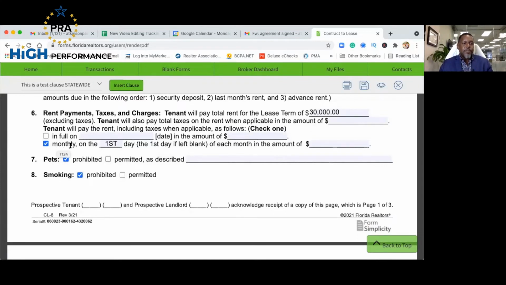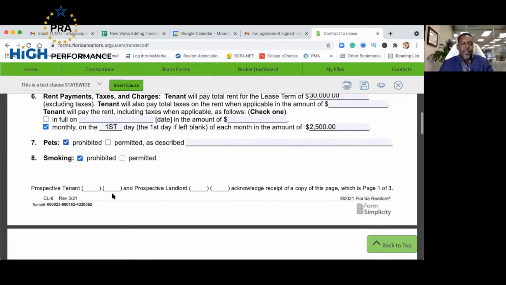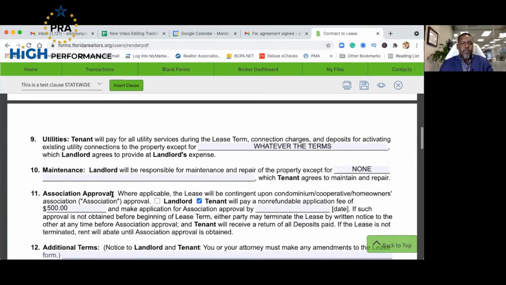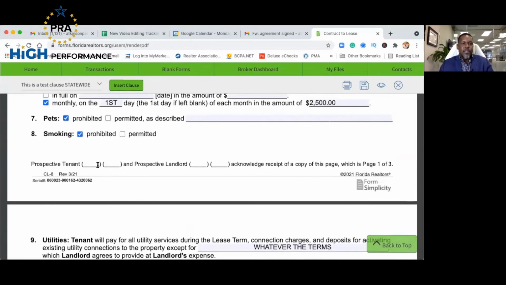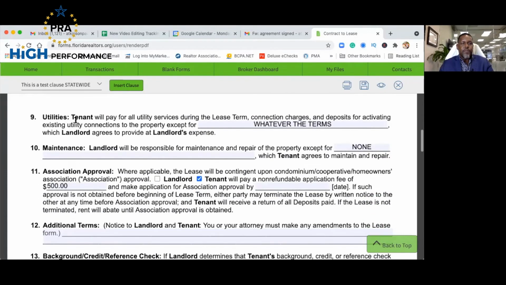Then the monthly payment is due on the first of each month normally. If you leave it blank, it's going to reflect back to the first of the month. If you want to put a different day, you can put that day. And the amount is going to be $2,500. So that's what we're talking about here. Pets, prohibited. Smoking, prohibited or permitted, whatever it is, just put what applies. Then you'll go down. Obviously, you're going to have the tenant initial each page. You know how documents work.